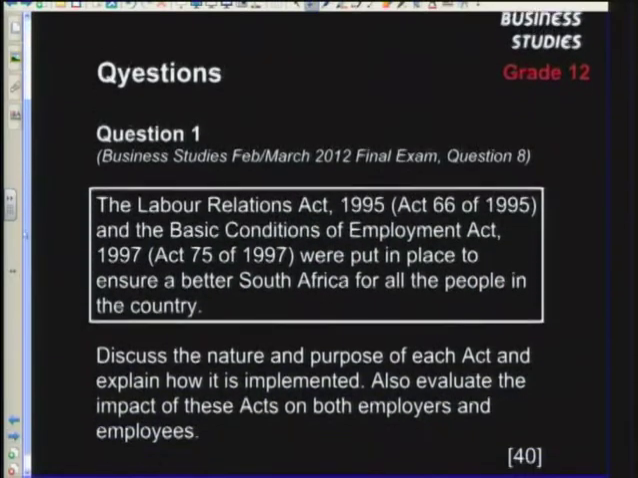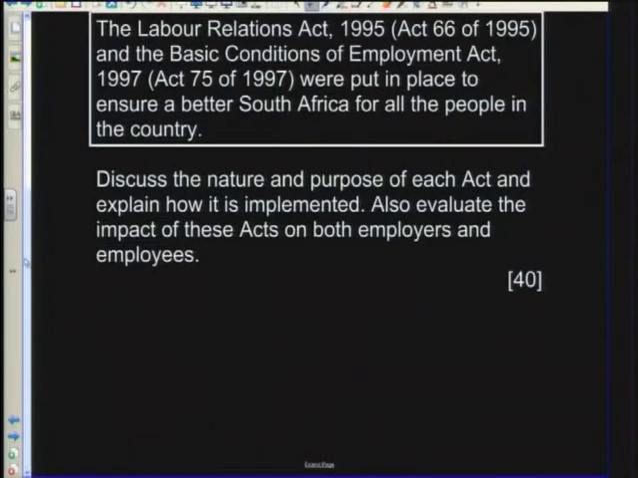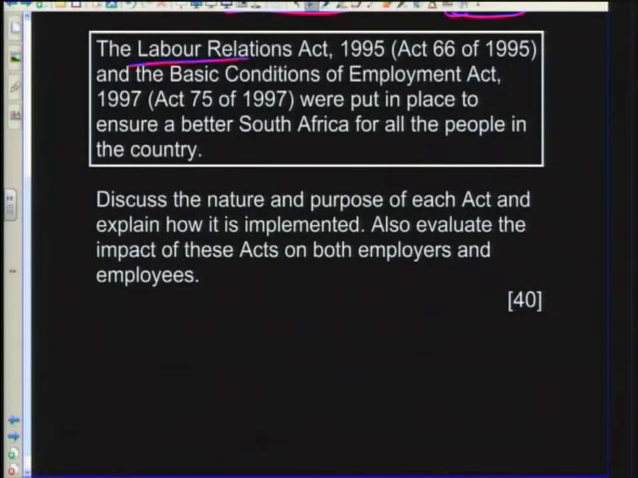The question that I took for you today was from the February-March 2012 final exam. It was question 8 in section C. Well, that's where we find our essays anyway. So let's have a look here. The question reads: the Labour Relations Act, Act 66 of 95, and the Basic Conditions of Employment Act were put into place to ensure a better South Africa for all the people in the country. So inclusivity is also a little point there.